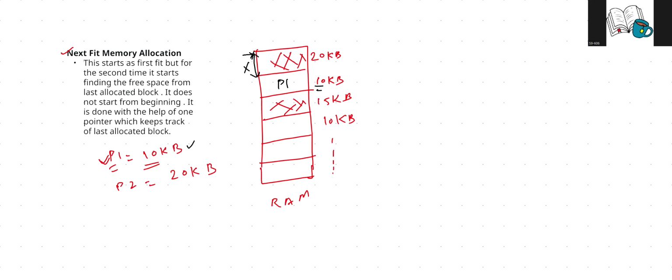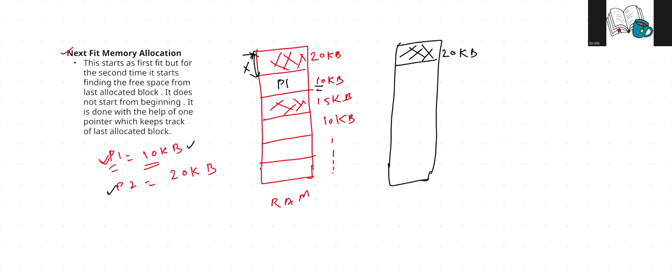Now, the second requirement is for process P2. How does the next fit memory allocation work for it? As you are already aware, the first block of 20 KB is already utilized, and the second block of 10 KB was allocated to P1 in the previous step. The next block, of 15 KB size, is already utilized by somebody else. Then the next block is of 10 KB size, and let's assume the next block is of 20 KB size.